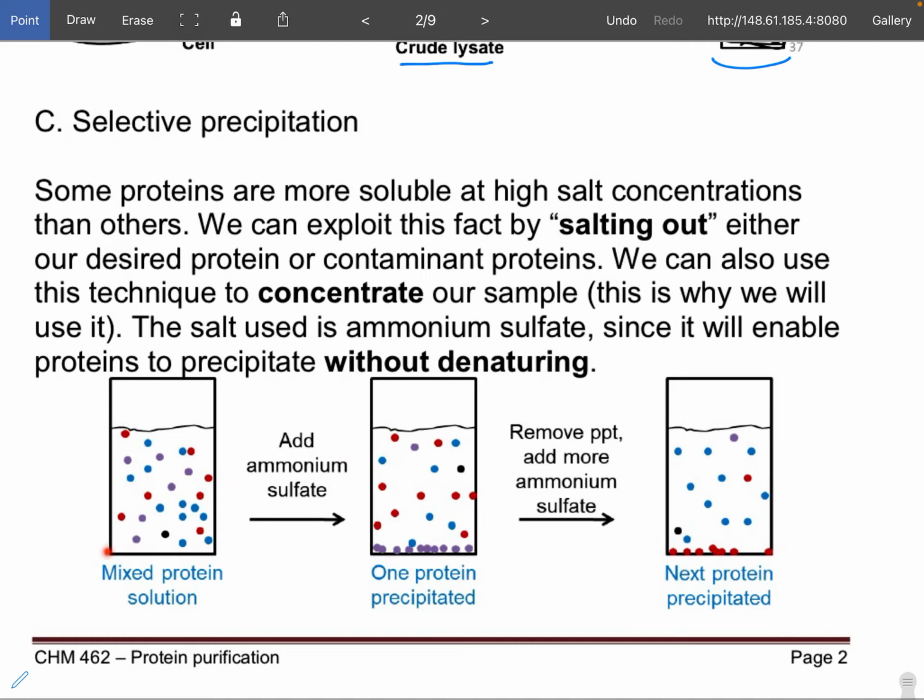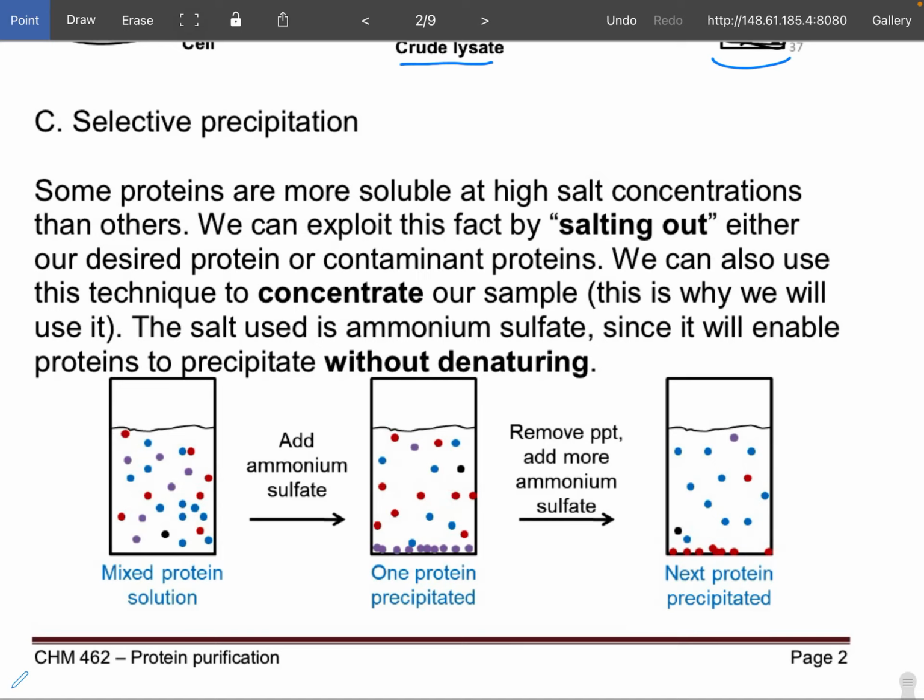And if we have a mixed protein solution, and we add ammonium sulfate, we can selectively precipitate a protein that is perhaps a little less soluble than the others. And so we can centrifuge that and we can isolate that protein. If that's the protein that we want, then great. But maybe our protein is still up here in the supernatant.